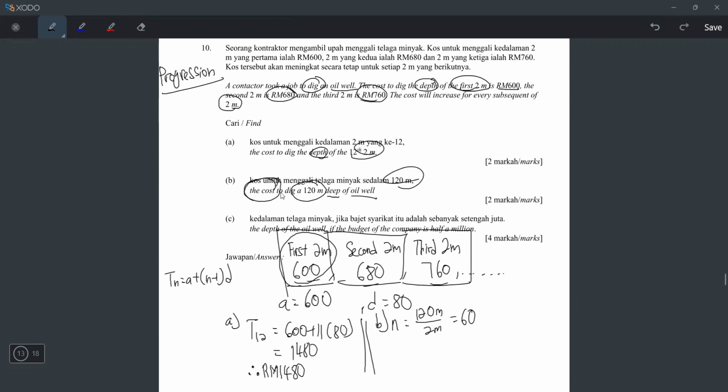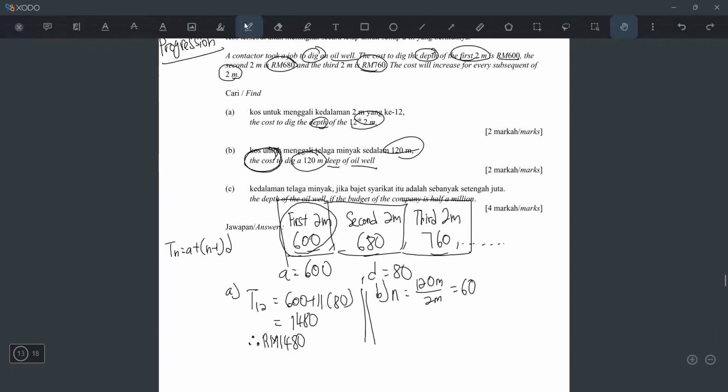Okay, and they want you to find the cost. So I don't think you can find T60 here, because if you find T60, you are just finding the cost to menggali the 60th 2 meter. Make sense? You understand? Okay. So I think it's not like that. I think you have to use S60 actually, because by the time you gali the 120 meter, all these values have to add together already. Because the first 2 meter you have to pay this. So actually you have to find the first 60 terms added together, not just the 60th term. It's all the sum. So Sn formula.